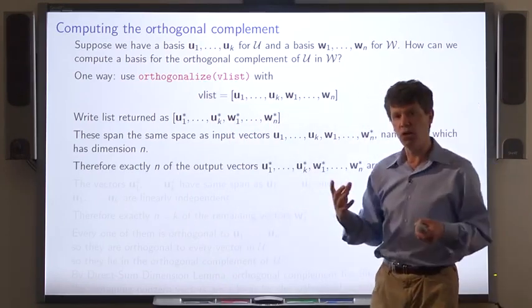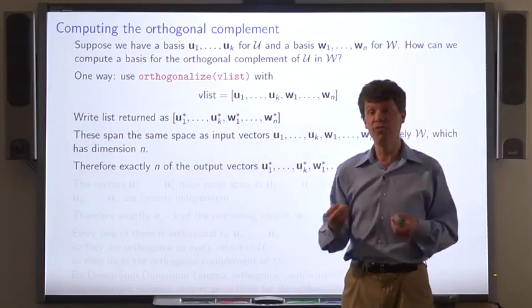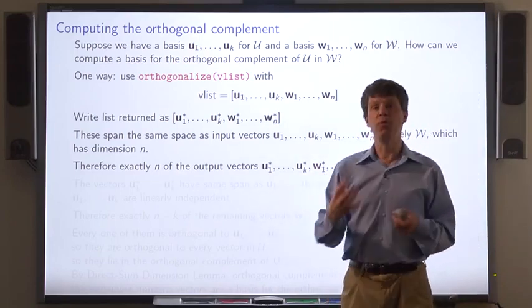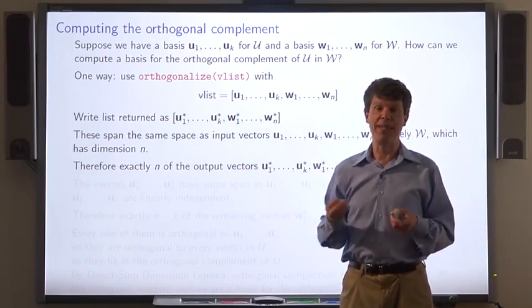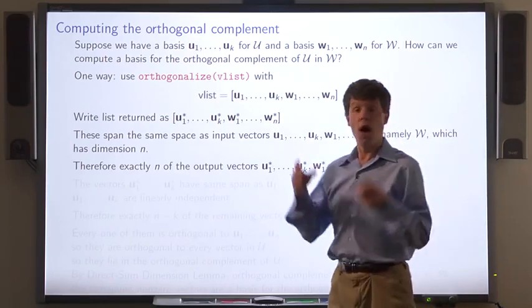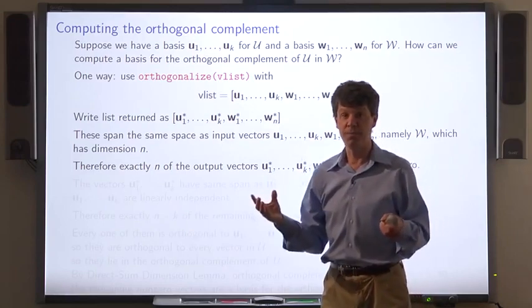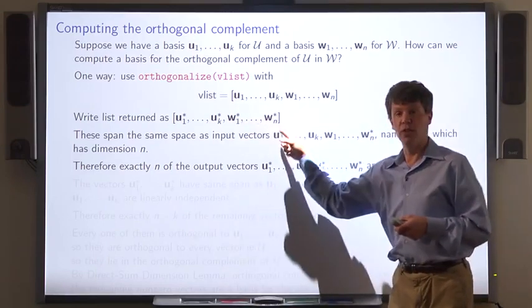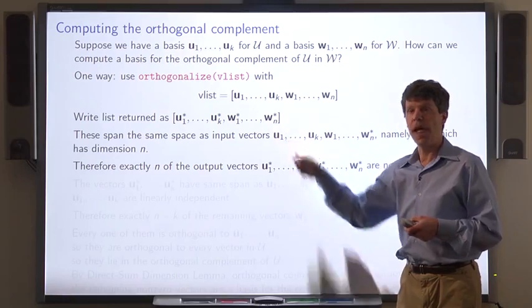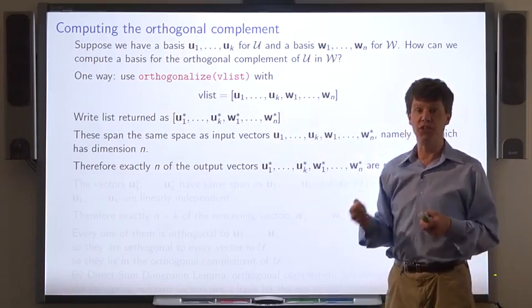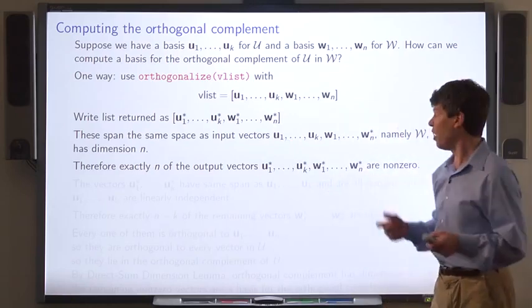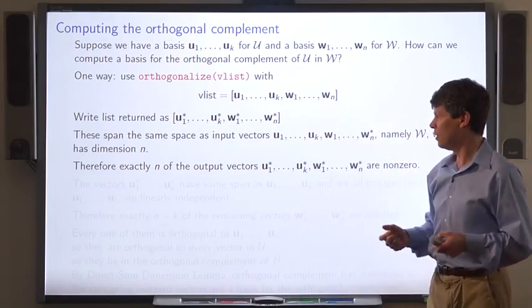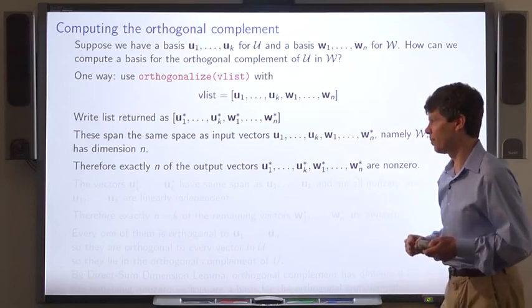We saw earlier that the non-zero vectors in the list output by orthogonalize form a basis for the space spanned by the input vectors. So the non-zero vectors in this output list are a basis for an n-dimensional space. Therefore, there must be n of them. So the number of non-zero vectors in the output is exactly n.